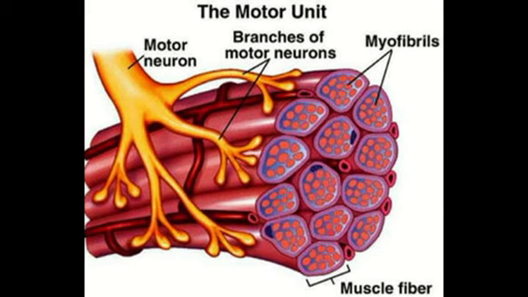So here we have just another insert on the motor unit, and this just shows the motor unit with all the fibrils, with the fast and slow twitch within those little fibrils, and they're all combined together to make a muscle fiber, and all those muscle fibers are then all grouped together within a motor unit.